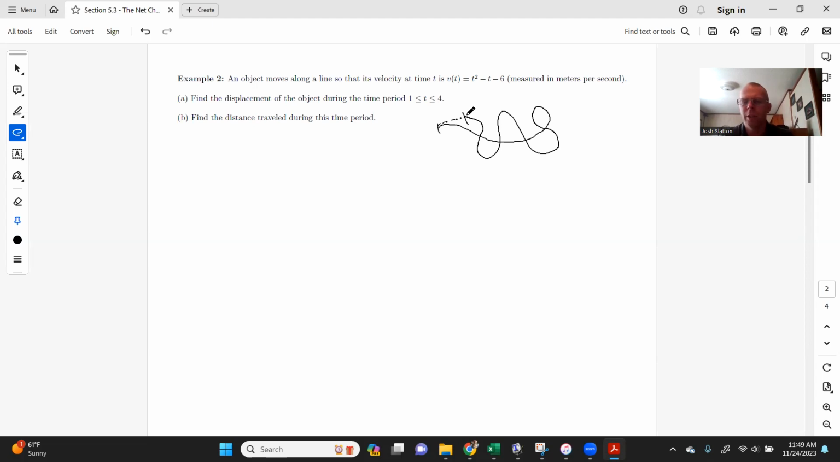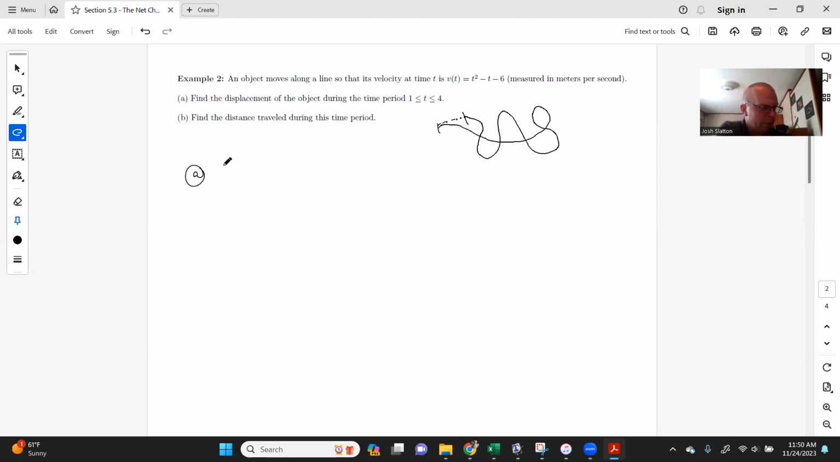So displacement is talking about just the net difference, or the net change from the starting point, and the distance traveled is the total distance, so counting every unit that you have moved. So let's start with part A.